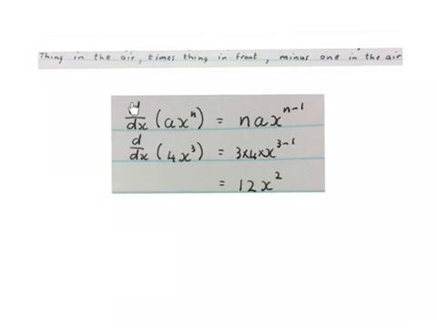The rule says that if you have to differentiate ax to the power of n, you'll take the n in the air, times it by the thing in front, it makes it na, and you're going to minus 1 in the air. Now that looks complicated, so here's an example.